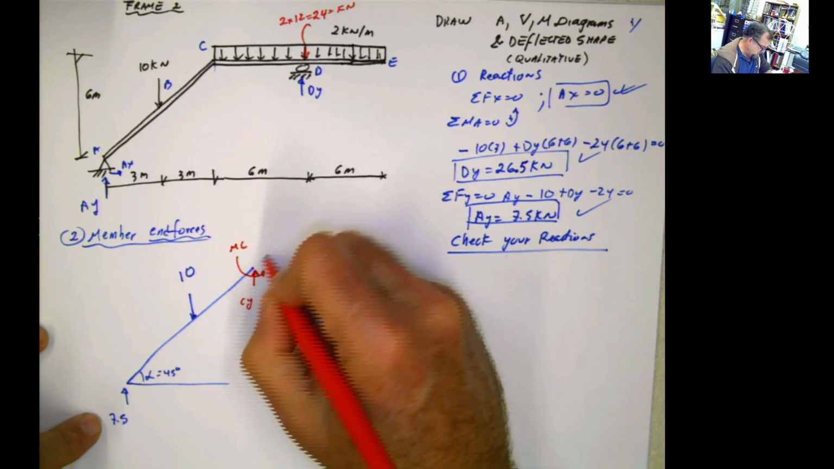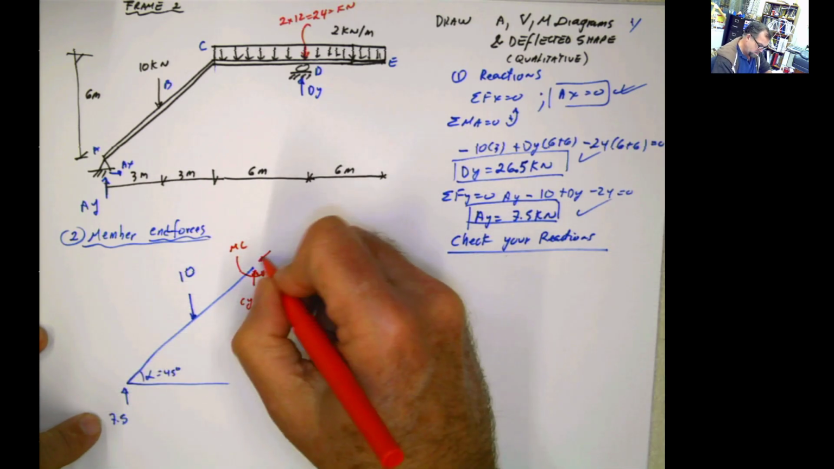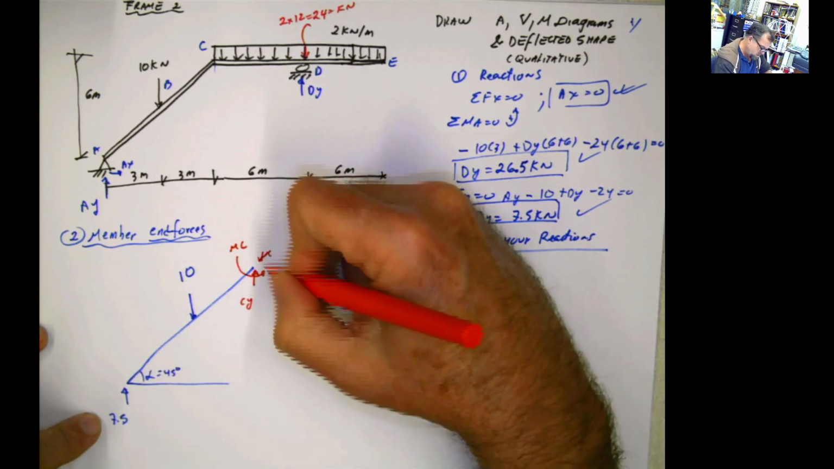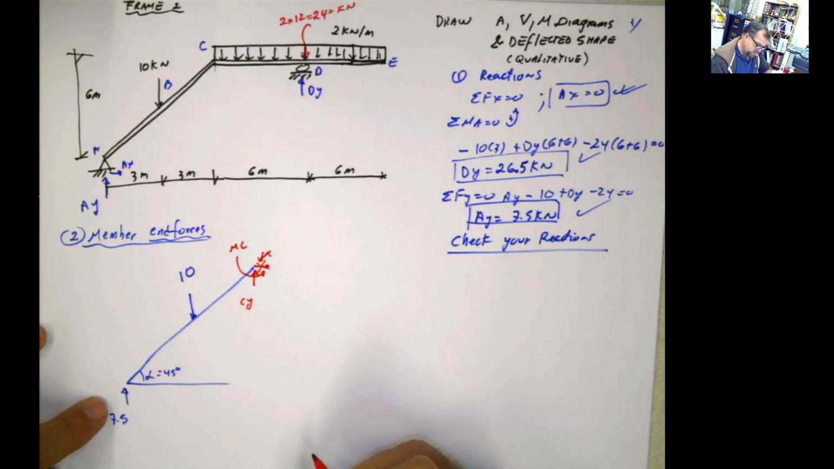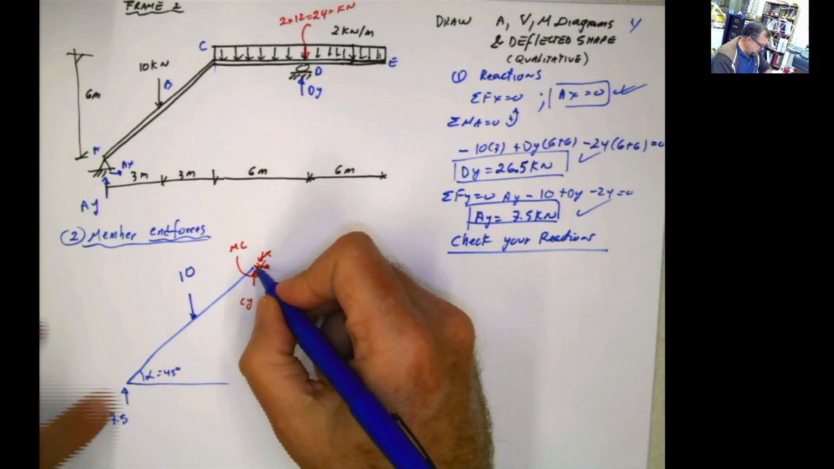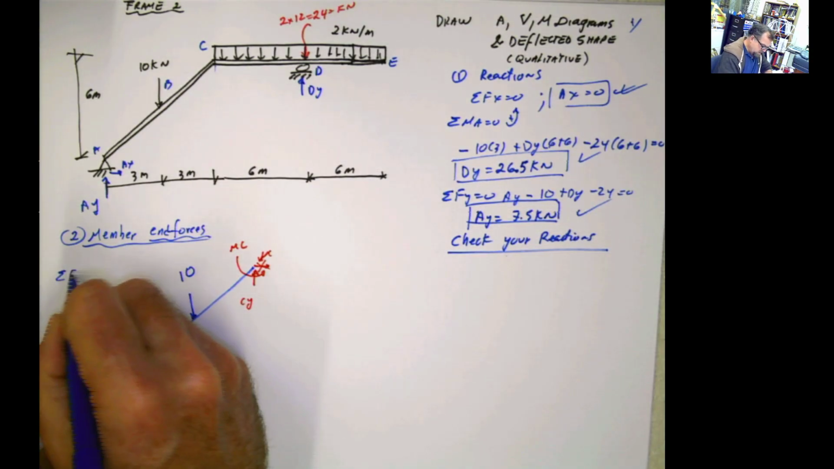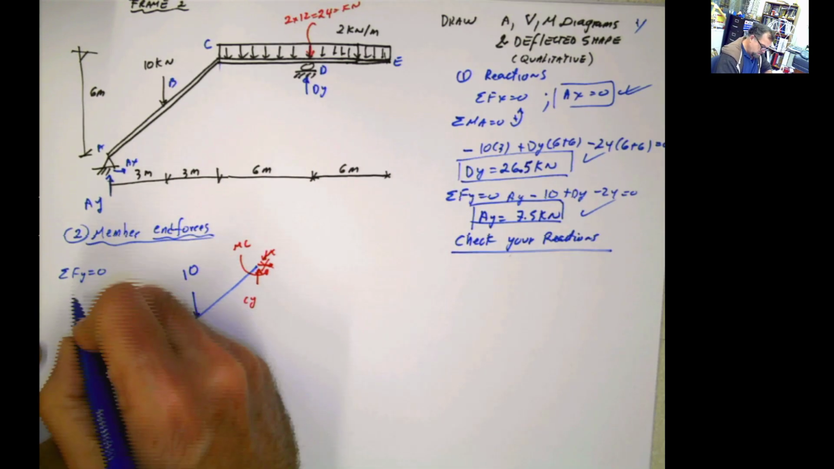In this direction, I don't have anything because this is 0, AX. Okay, good. Now, if I want to calculate CY, I just do summation of forces in Y equals 0, meaning that CY is going to be 2.5, 10 minus 7.5.